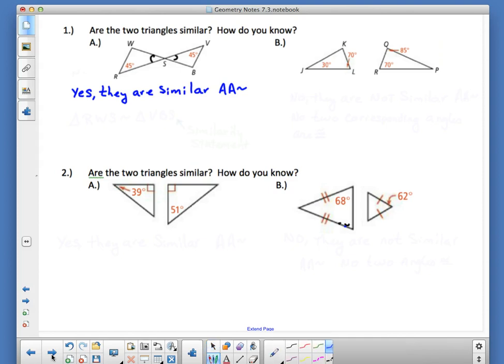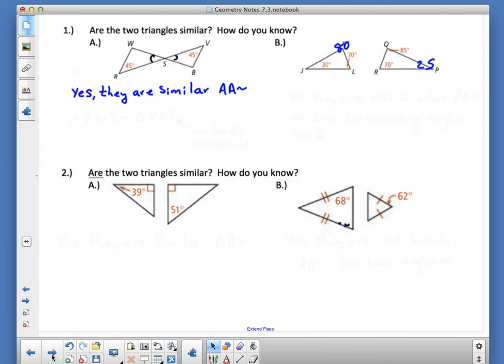So now I've got 30 and 70, so K must be 80, and then P must be 25 if I do my triangle sum theorem. And right now, what do I know about these two triangles and their angles? Yeah, they're not similar, because I don't have the angles being the same.